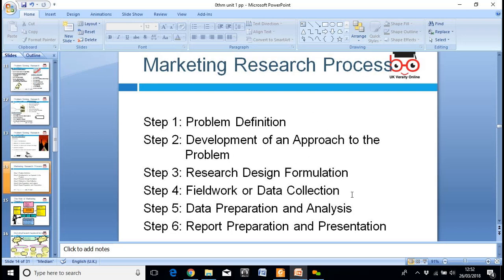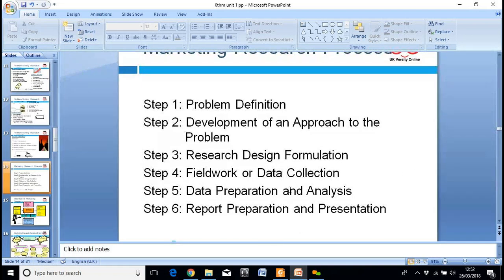Yeah, and then actually step 4 is actually doing it. You then prepare all the data and it's analysed. So it's looked at what did we think beforehand, what was the problem, and was our approach correct? Did we, from the analysis, have we got a result? So we then need to prepare a report and present it. So in a nutshell, that is the research process. Yeah, 6 stages: problem definition, developing your approach.